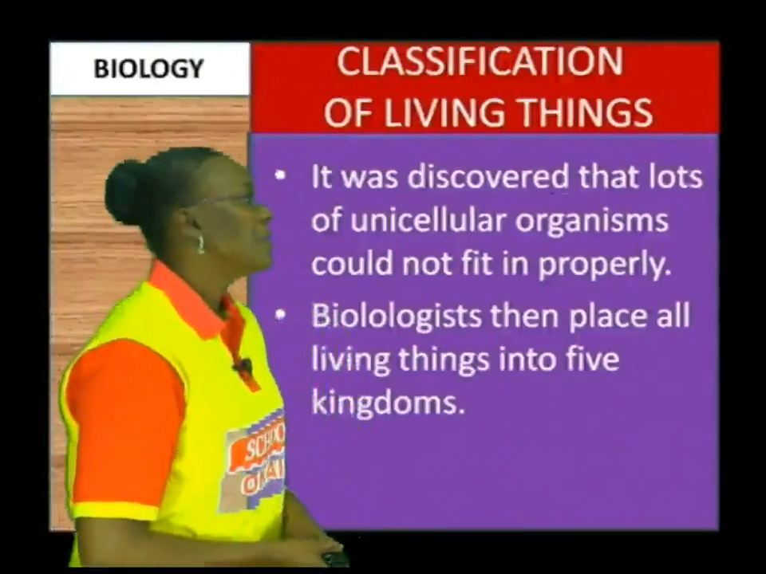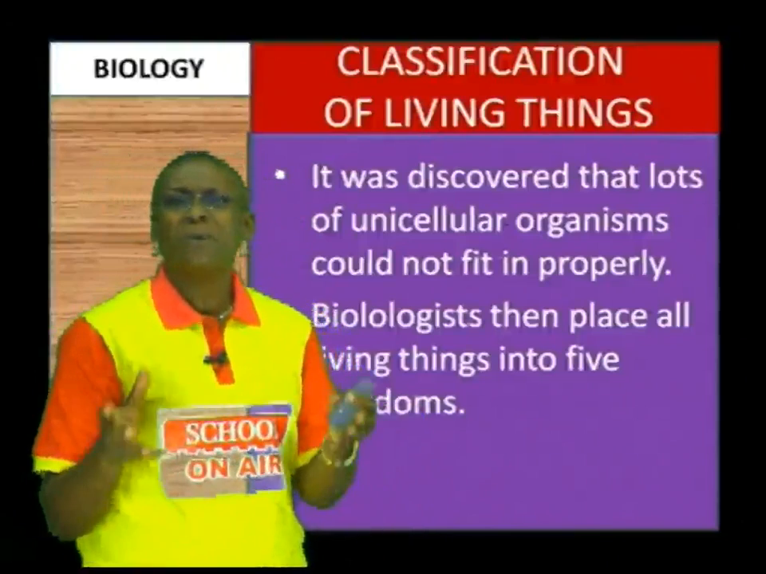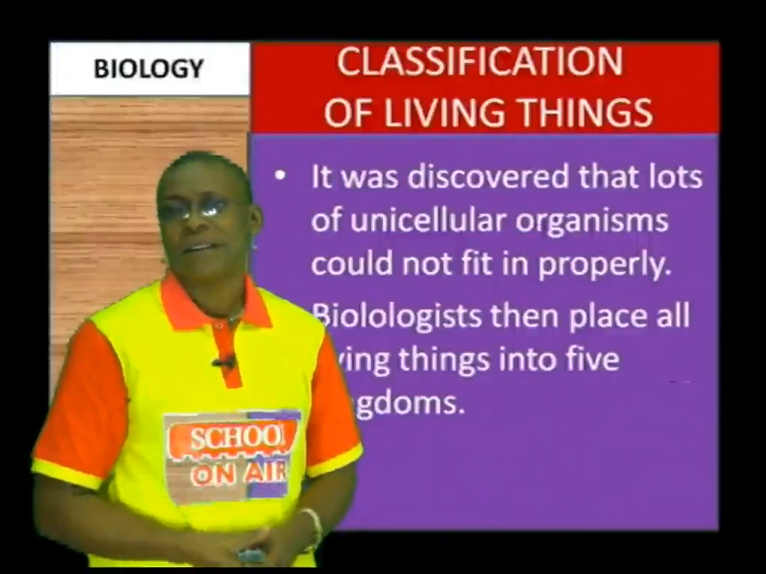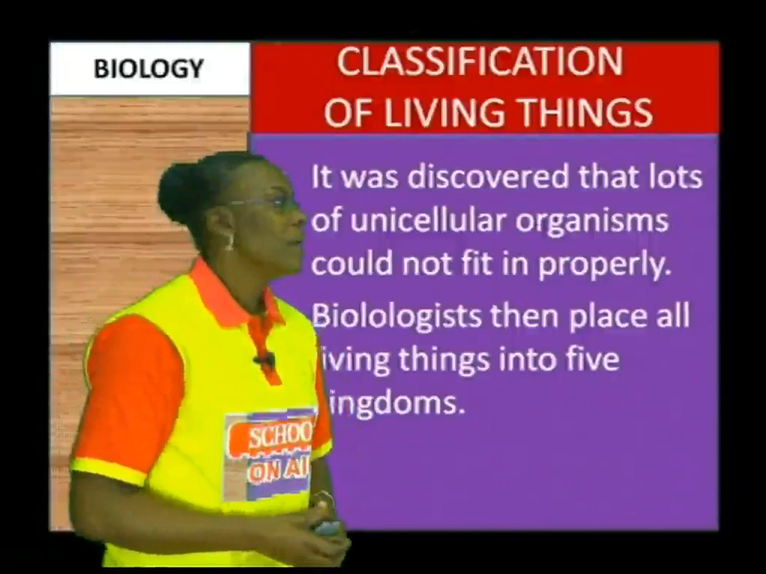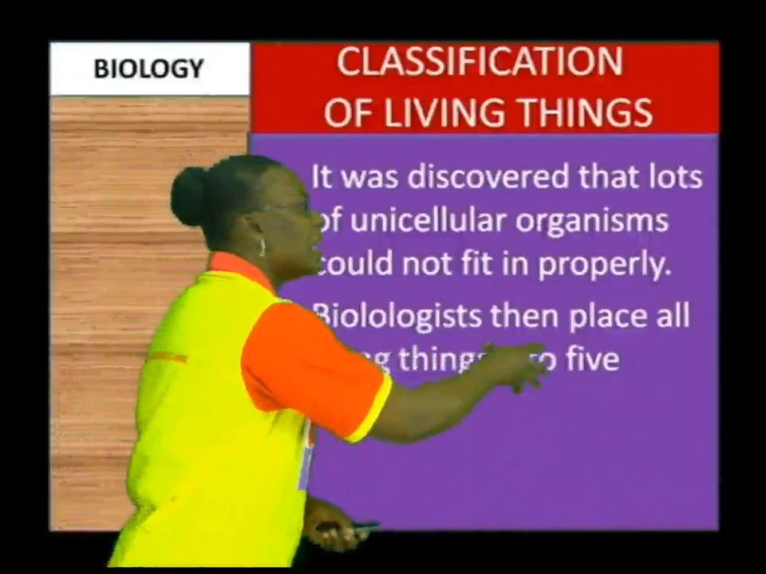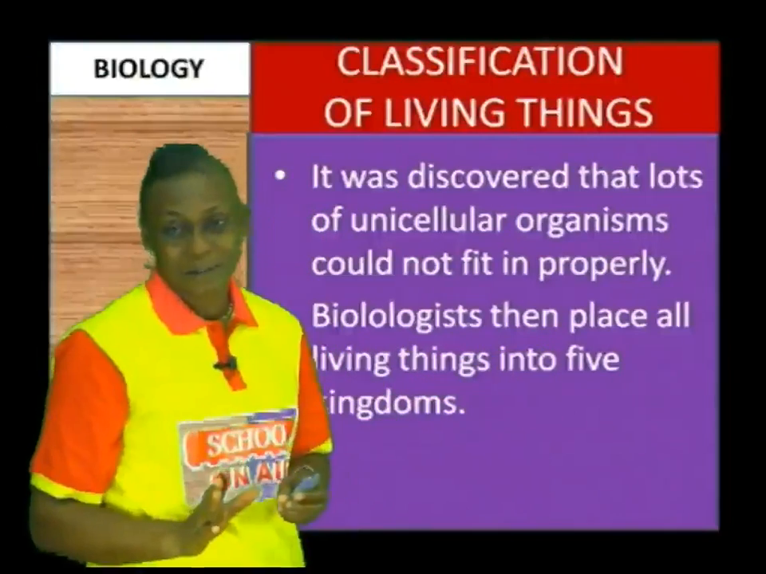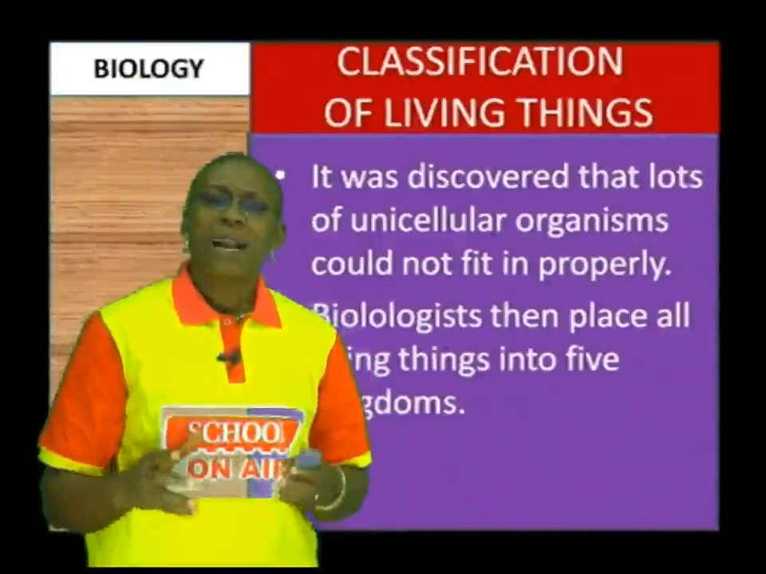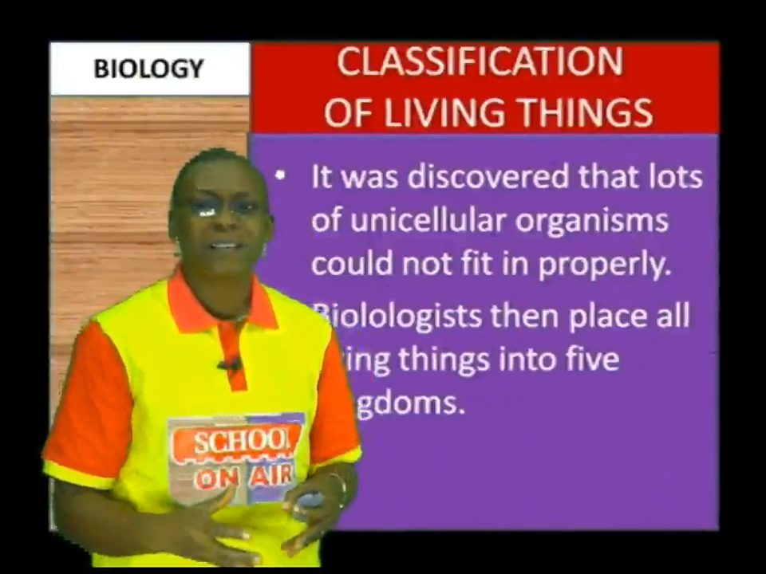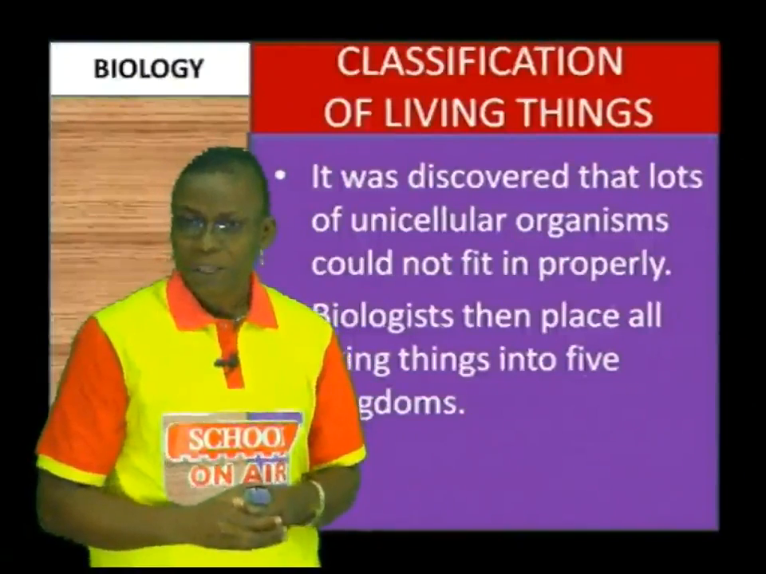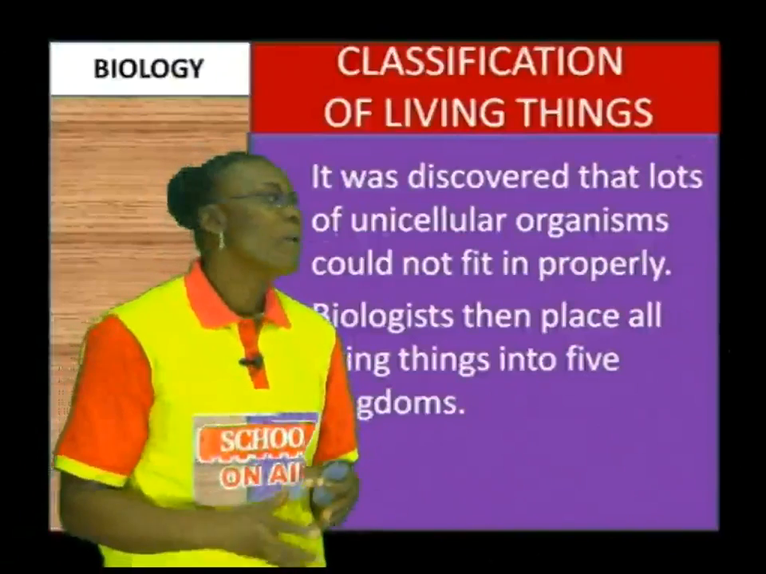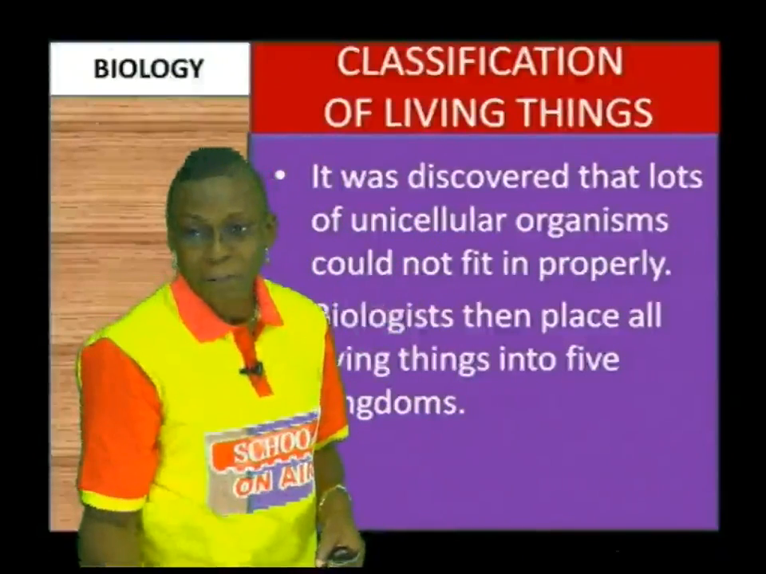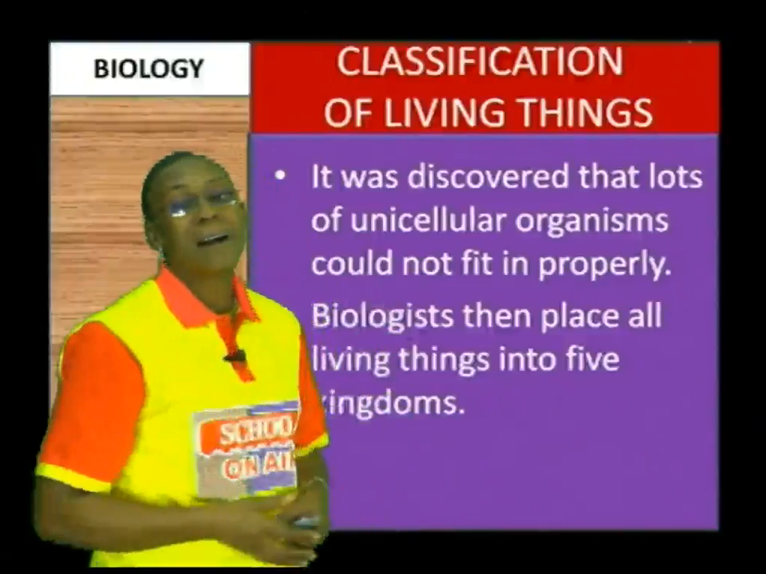Now, it was discovered that so many unicellular organisms don't even fit into this plant and animal kingdom properly. So many of them don't fit in. And because of that, biologists now place living things into 5 kingdoms, just because we noticed that we cannot conveniently put all living things into the 2 kingdoms properly. And so eventually biologists agreed, and we now place living things into 5 kingdoms. So instead of having just 2 kingdoms, like kingdom Plantae and kingdom Animalia, we now have 5 kingdoms.